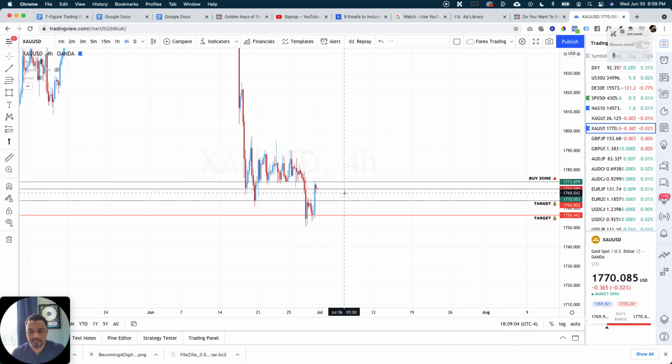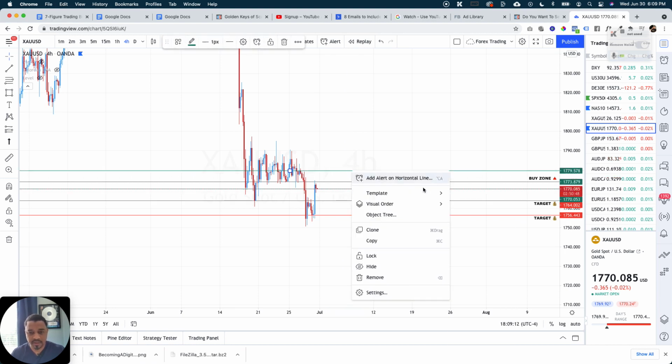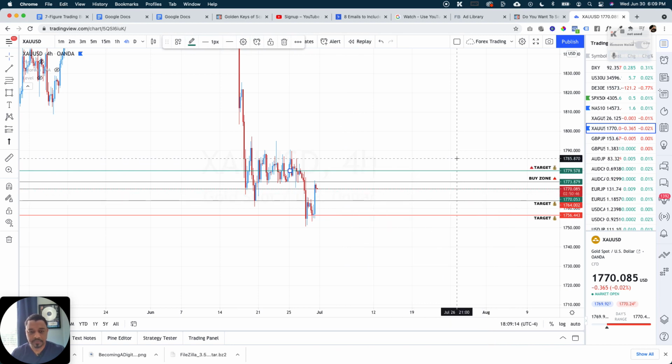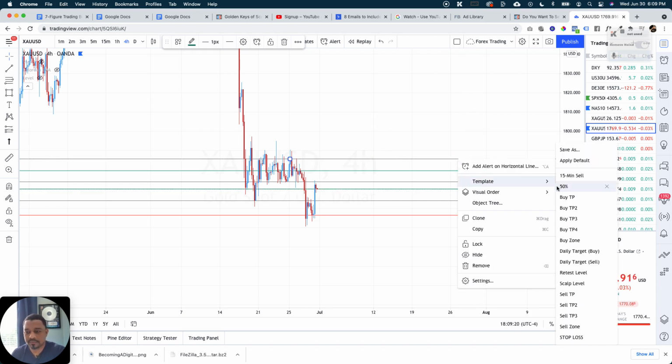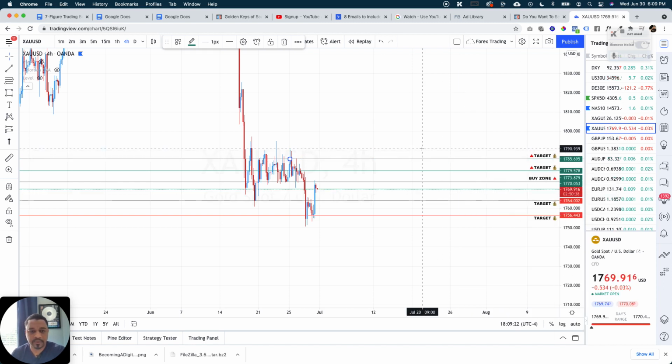Let's get it. This is actually a floor, but so this would be a target. Next area of noise would be a target. Next area of noise would be a target.